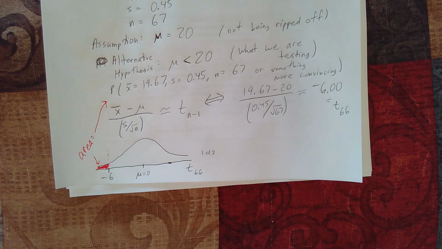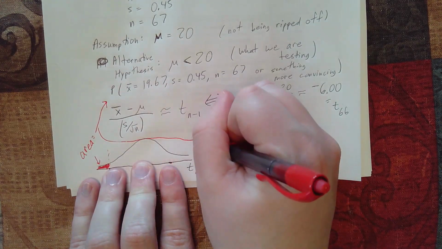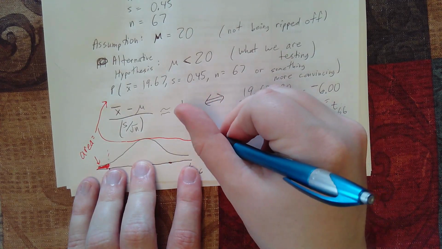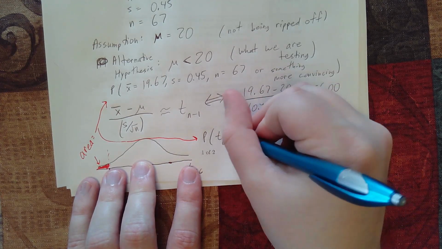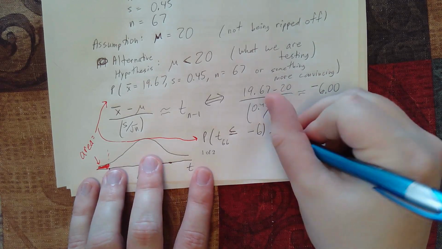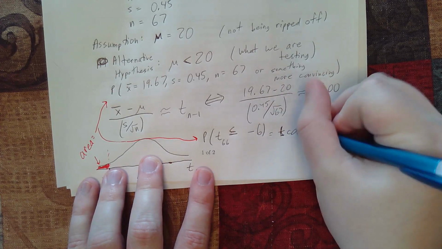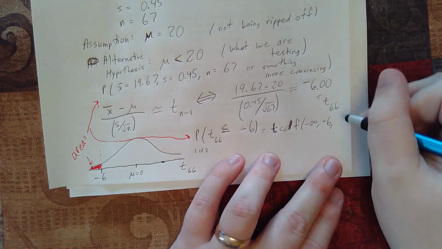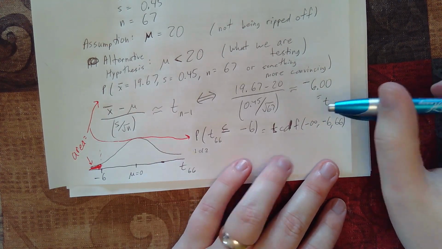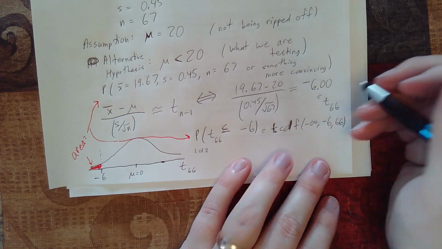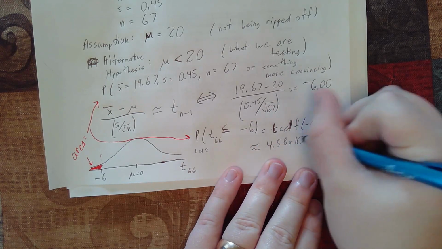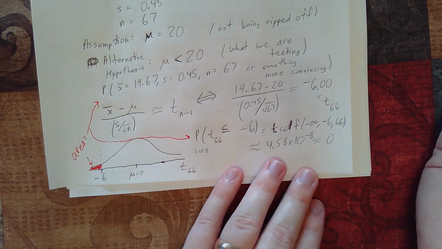In order to find this probability, we're going to find the probability that our value in a t distribution with 66 degrees of freedom is less than or equal to negative 6. So in this case, we'll use tcdf. We'll go from negative infinity, our lower bound, to negative 6, and we have 66 degrees of freedom. Remember, we have lower bound, upper bound, and degrees of freedom as our inputs for tcdf. This gets us roughly 4.58 times 10 to the negative 8, which is pretty much 0.